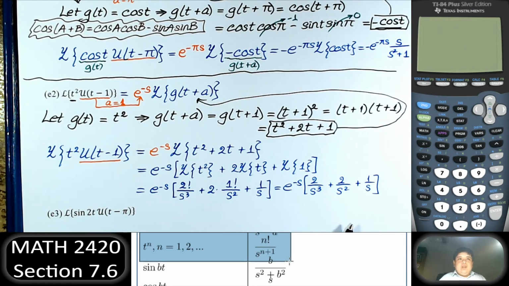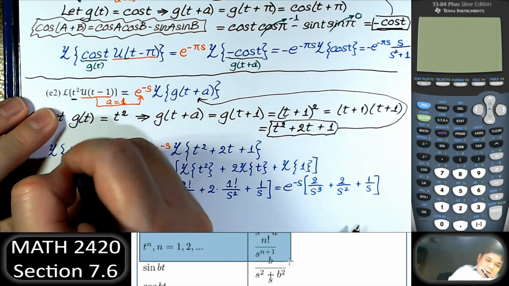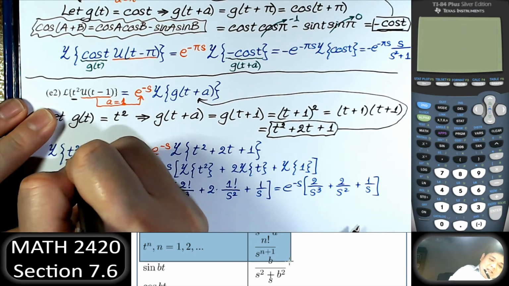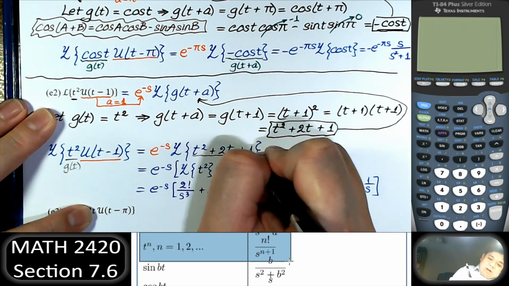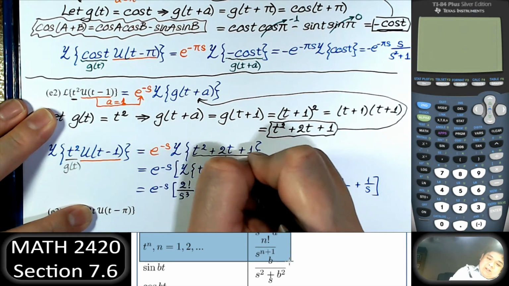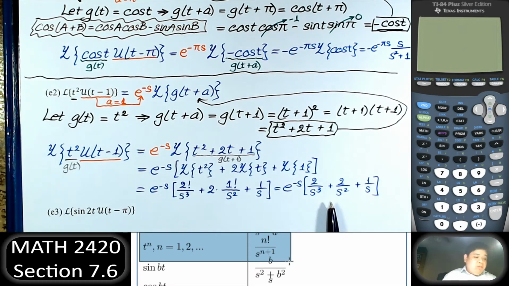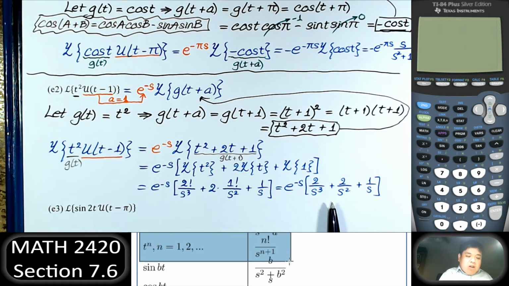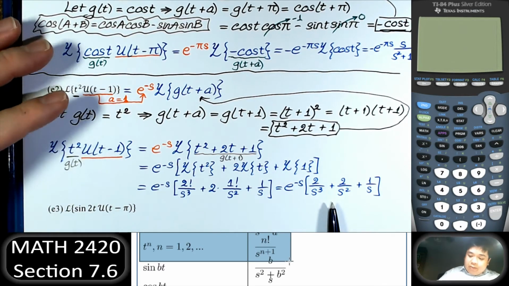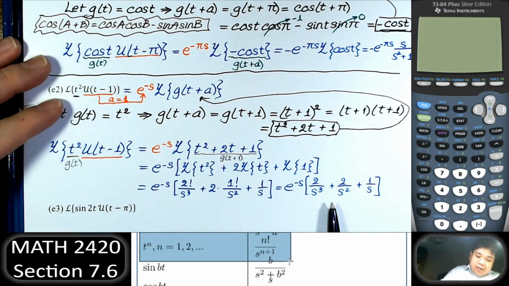Right. So once again, originally we have g of t. Just need to find g of t plus 1. Or g of t plus a. Right. So that's what we do. Next, we find the Laplace transform of this one. Once again, there's the unit step function. So that would turn into the exponential form, exponential function.